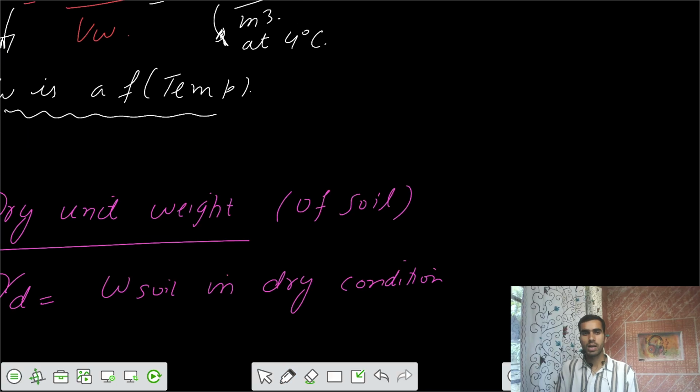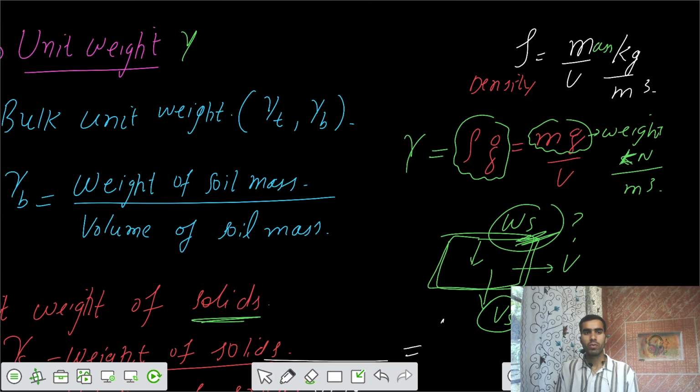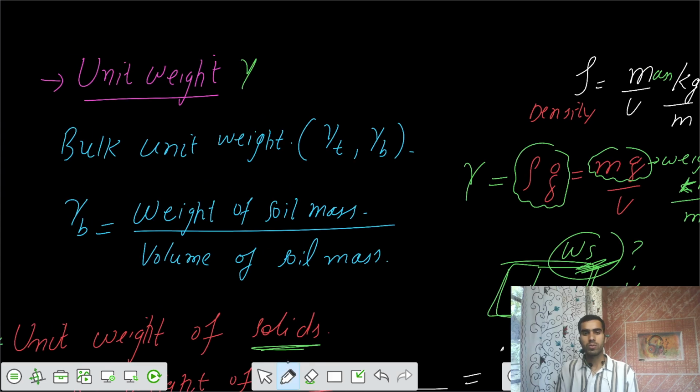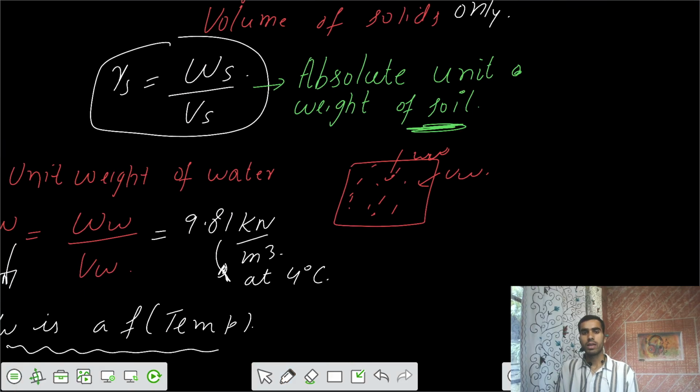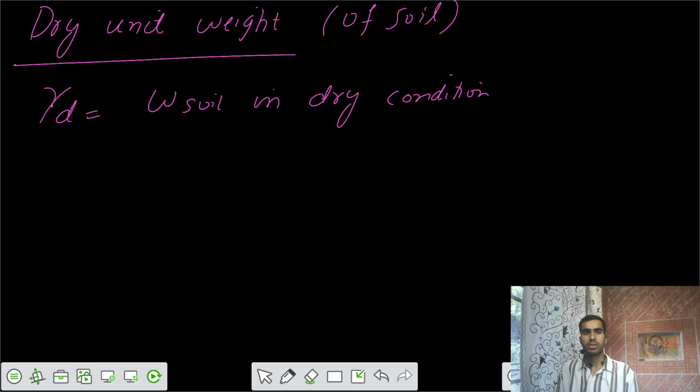So the first one was that bulk unit weight. Bulk unit weight was the weight of soil in actual condition, that you take any particular amount of the soil, and you are saying what is the weight of that particular soil mass and what is the total volume of the soil mass in that actual condition it was having. We are taking it from the field, so we can say this is your actual field condition, that we call it as bulk.